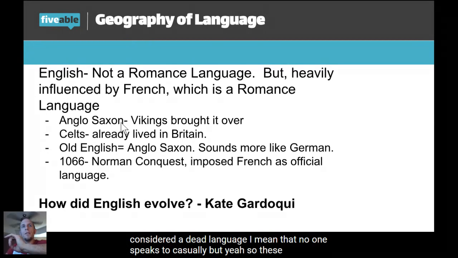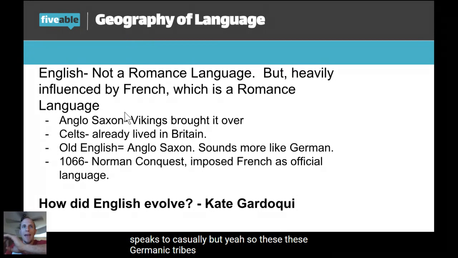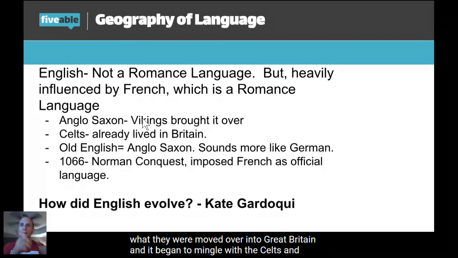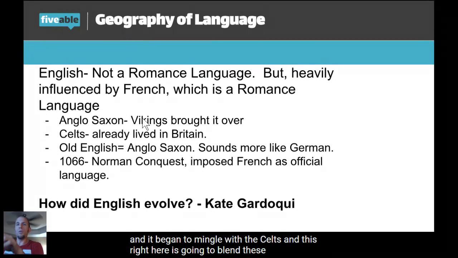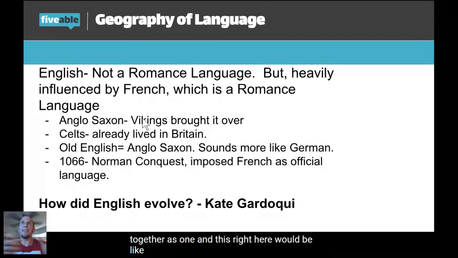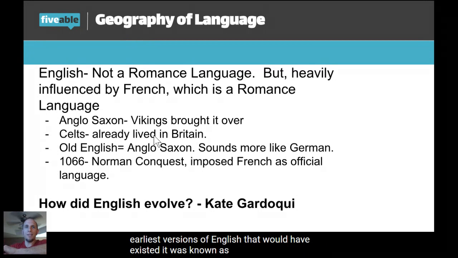But yeah, so these Germanic tribes, Angles, Saxons, and Jutes is what they were, moved over into Great Britain, and it began to mingle with the Celts. And this is going to blend these two languages, Old English and Old Norse, together as one. This would be the language of your earliest versions of English that would have existed. It was known as Anglo-Saxon, right? And it sounded more like a German language than what English sounds like today.